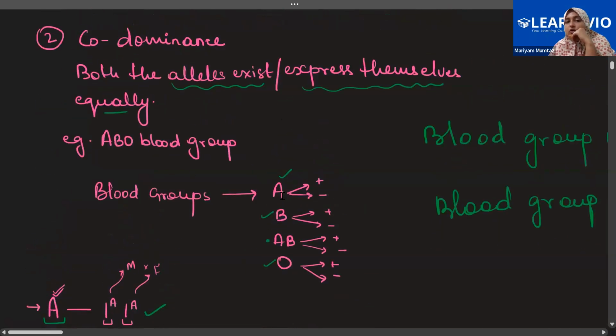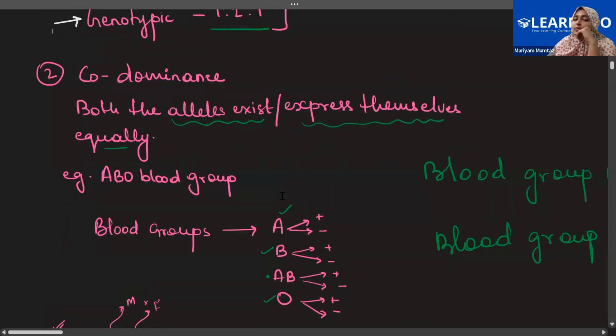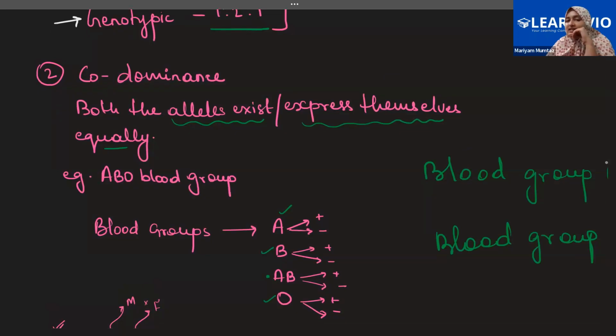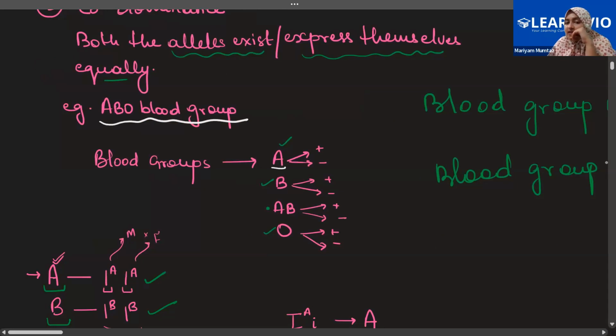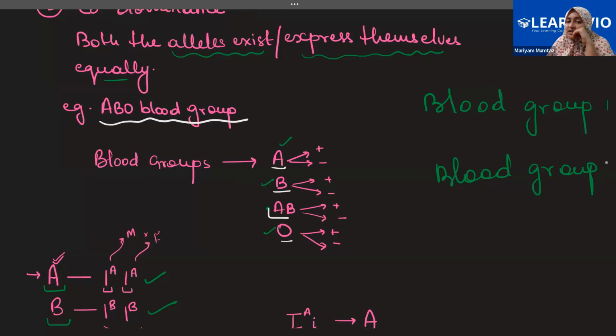Now, the next condition is of codominance. Now, both the alleles exist or express themselves equally. And the best example is ABO blood grouping. We know that there is A blood group, there is blood group B and O. But we also know that there is a blood group that is known as AB.